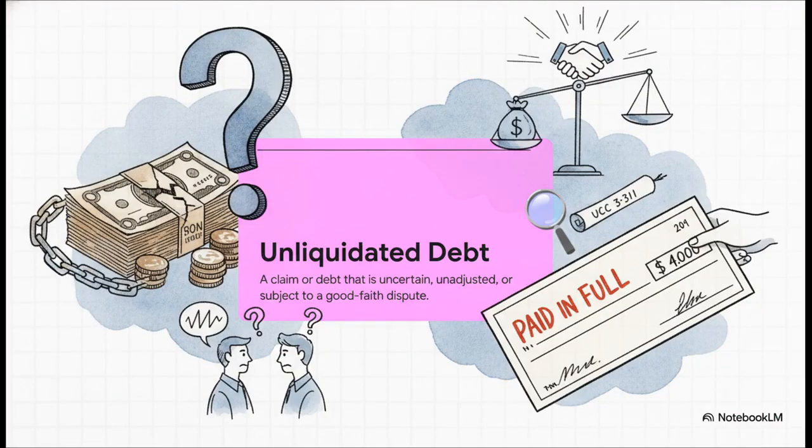Let's look at how unliquidated debt applies to settlement checks, because you will see this again. A liquidated debt is clear and undisputed. If you owe exactly $10,000 and you send a check for $8,000 marked paid in full, cashing it does not discharge the debt. Why? Because there's no consideration. But if the debt is unliquidated, meaning it's subject to a good faith dispute, cashing that exact same check creates a valid accord and satisfaction under UCC 3-311, completely discharging the obligation.